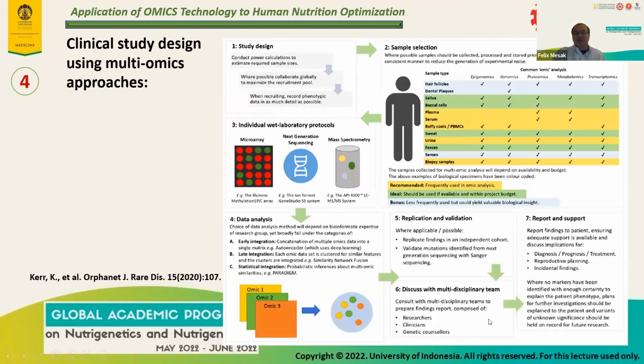And obviously you need to discuss with a multidisciplinary team what these findings mean, what the findings mean to the patients and to the scientists themselves. In the case of a medical study, it needs the researchers, the scientists themselves, clinicians, and genetic counselors, because it involves DNA data of patients, and how you want to write it into a report and to support.